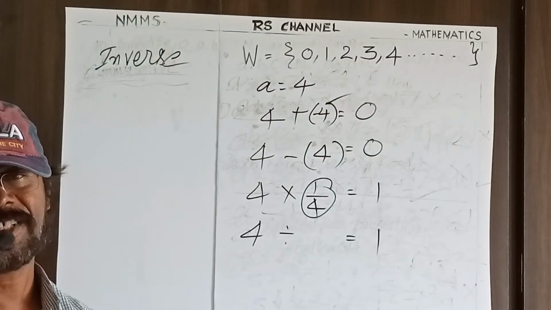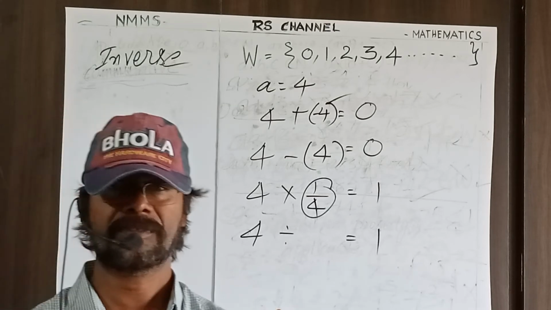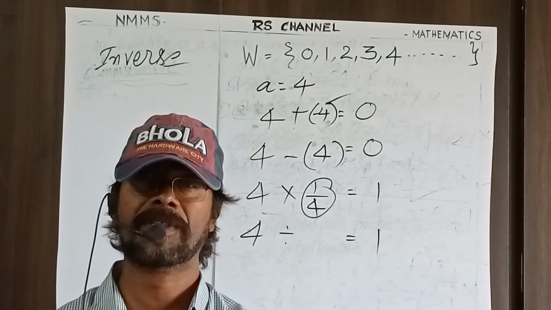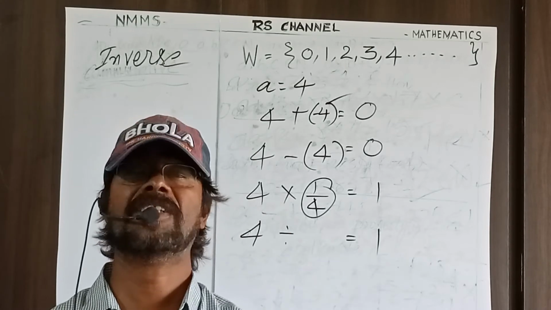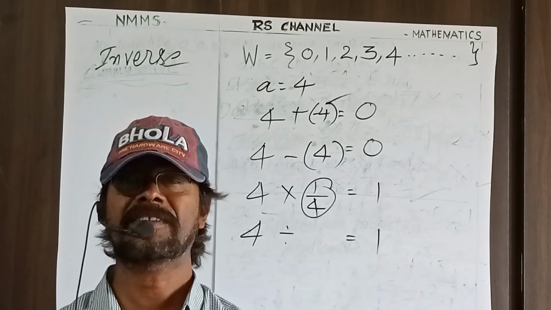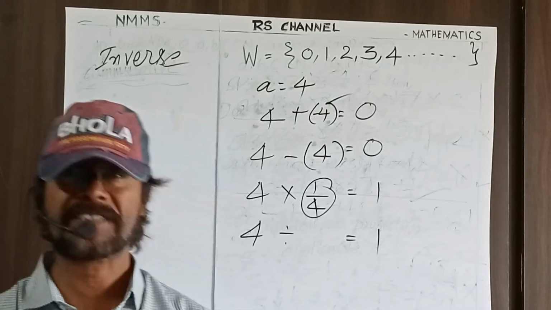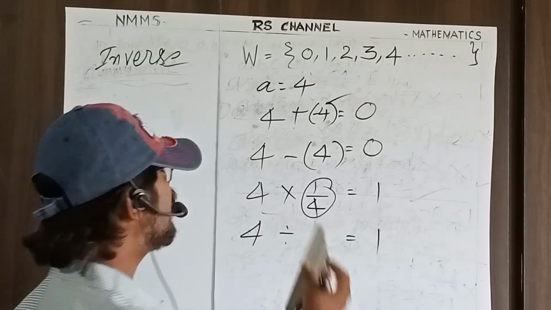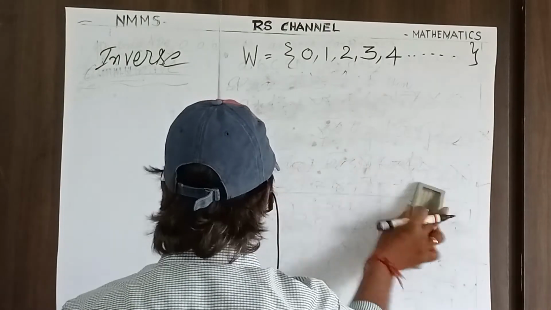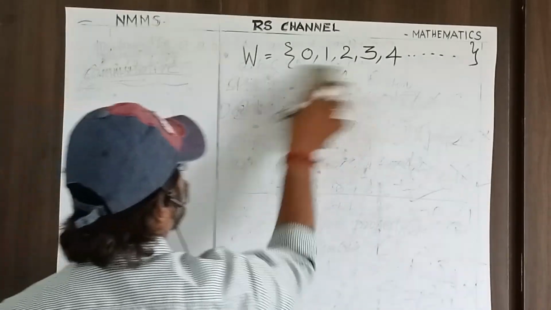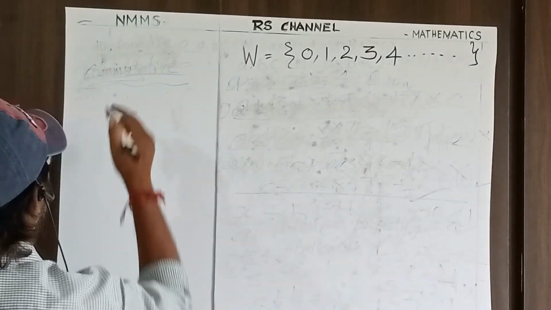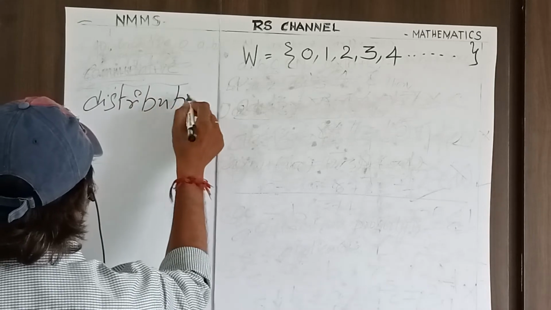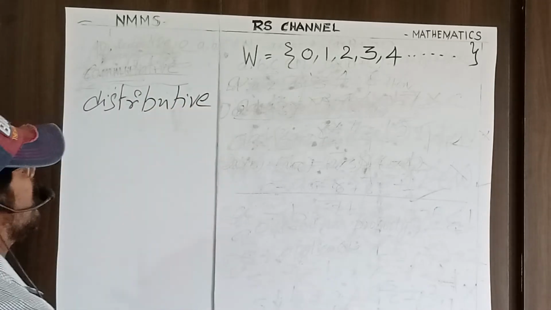Next one is the closure property. Next one, commutative property. Next one, associative property. Next one, identity property. Next one, inverse property. We have seen all these. Now go for distributive.